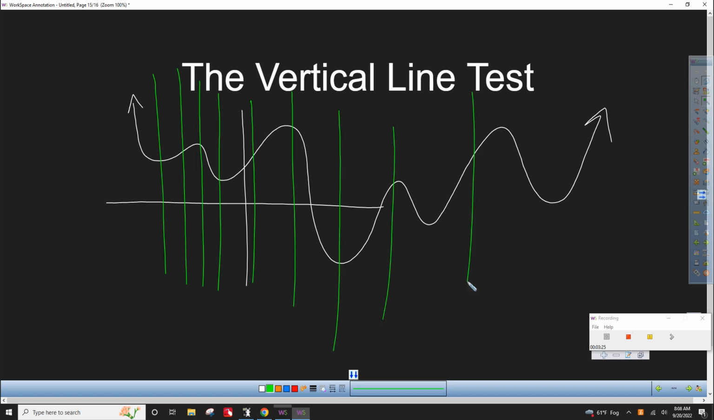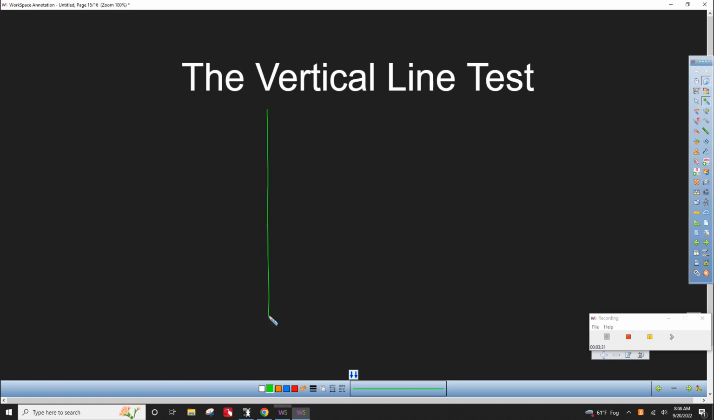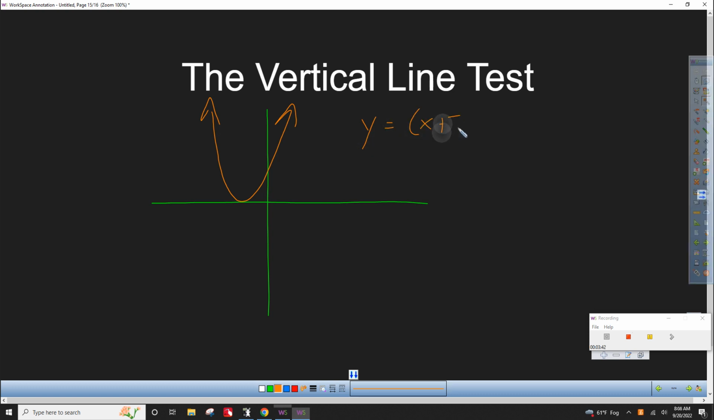That is what the graph of a function might look like, where if we have a parabola, that's a function, okay? That might be y equals (x plus 2) squared. That's a function. Why? Well, we got a unique output for every unique input. What do I mean? It does not fail the vertical line test.